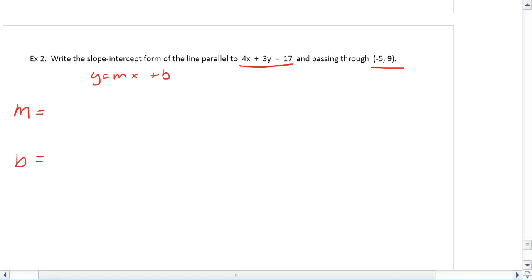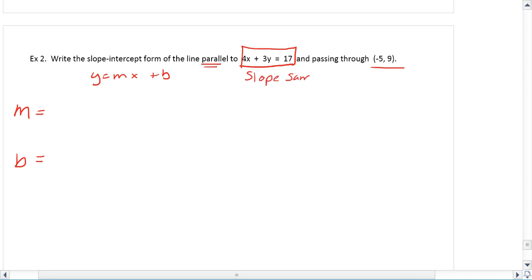Well, the only way I could find m is that I know the slope of this line is the same as the slope of the line I'm looking for because they're parallel, so I know that their slopes are the same.